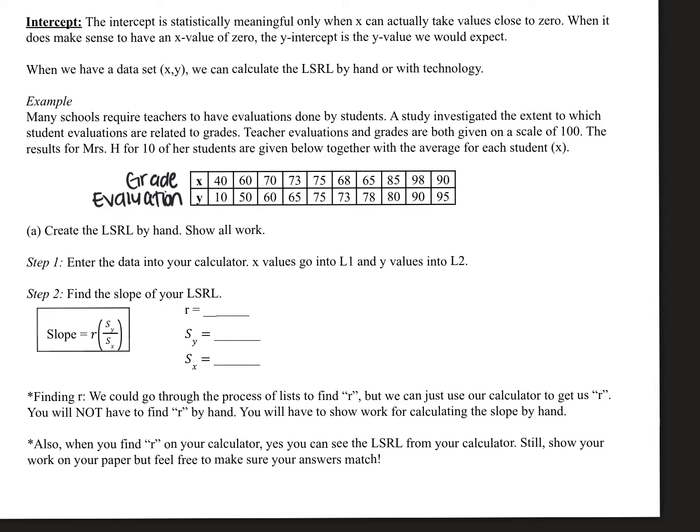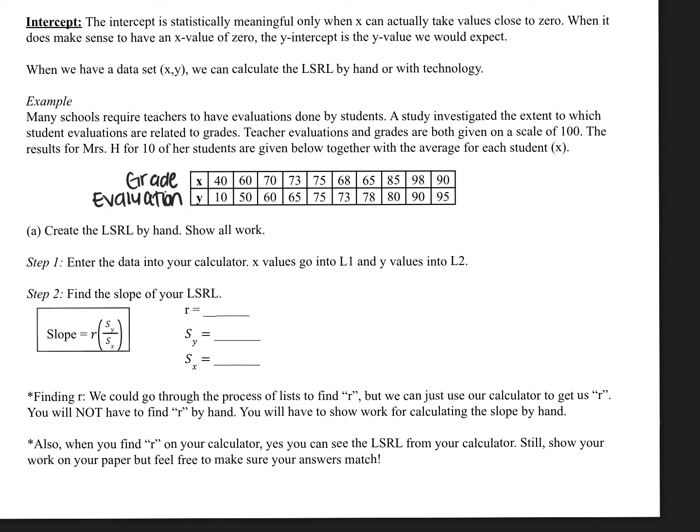Another important thing when entering your lists in your calculator is they both have to be the same size. You can't have one list that has more or less numbers than another, because then the calculator won't do what we need it to do. After you have them both, we want to calculate the slope. So we need 3 things. We need our correlation coefficient R, and we need the standard deviation for both values.